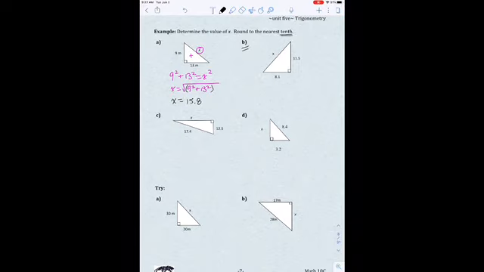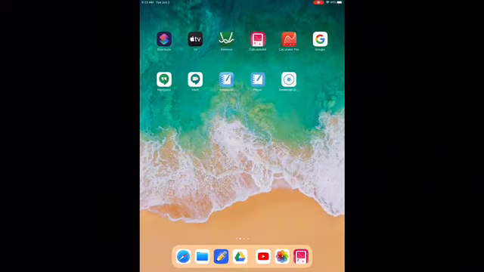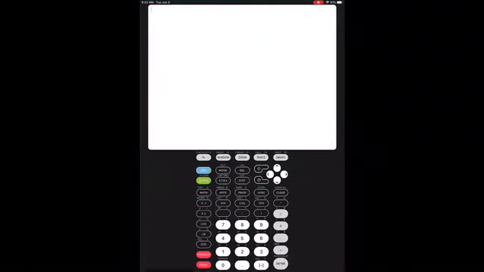If you look at question B, same thing. We get x is going to be the square root of 11.5 squared plus 8.1 squared. Now again, I'm going to do this in one fell swoop with my calculator, in one step. I'm just going to show you quickly how that would look with your calculator.